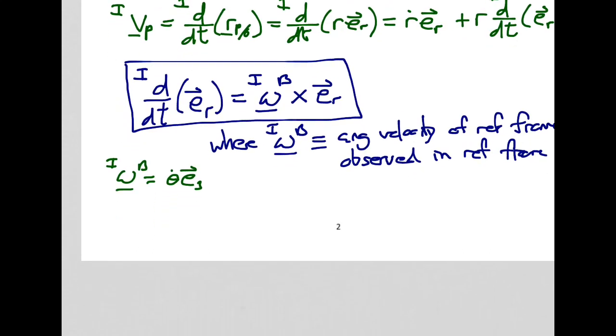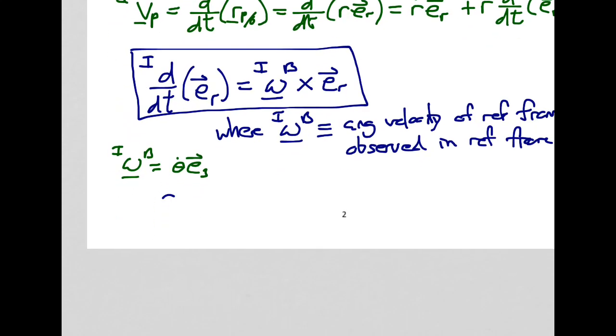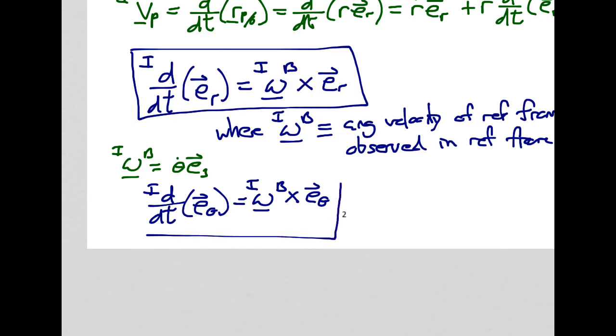And also, we get one more that's related to it: d/dt, as observed in reference frame I, of E sub theta is, you guessed it, omega B as observed in reference frame I crossed with E theta. All right, so we've got these two expressions that are worth memorizing because we'll use them frequently.